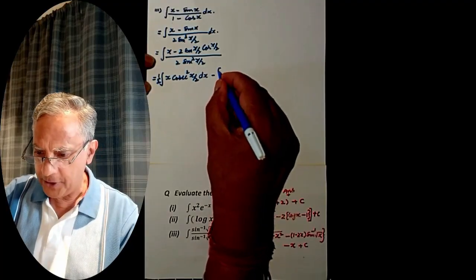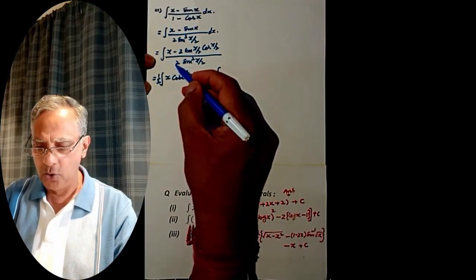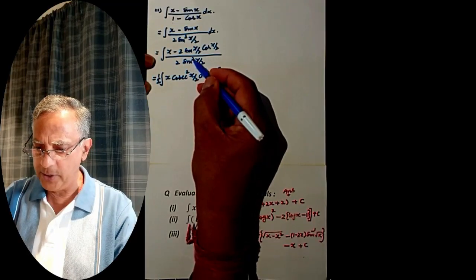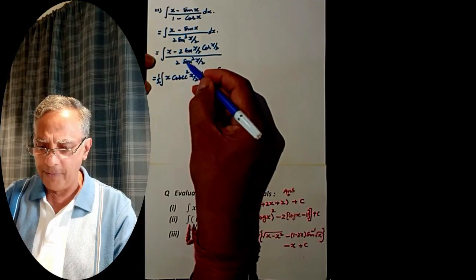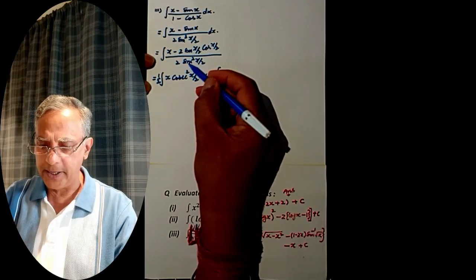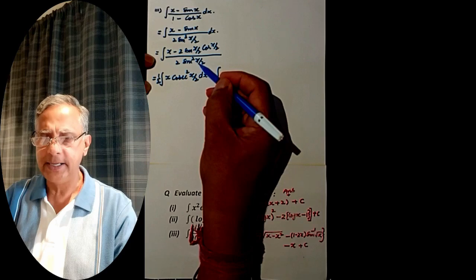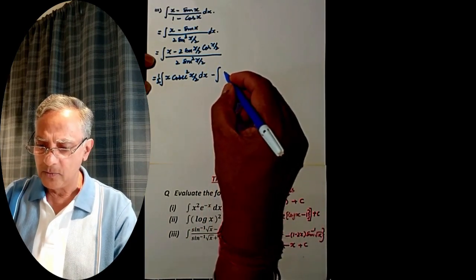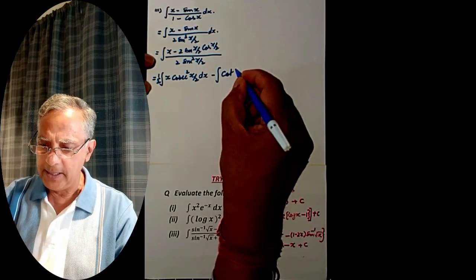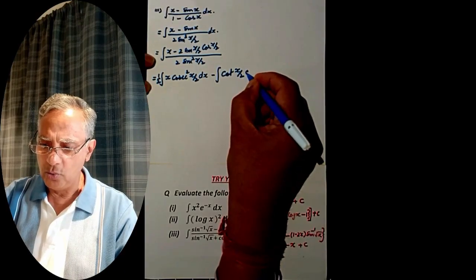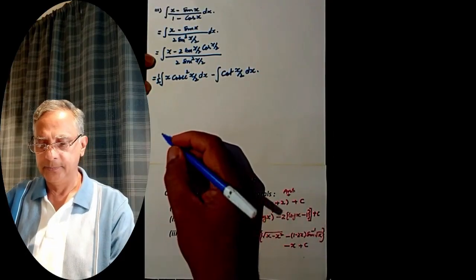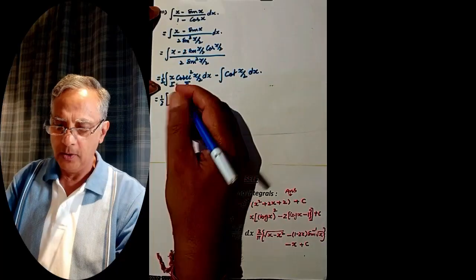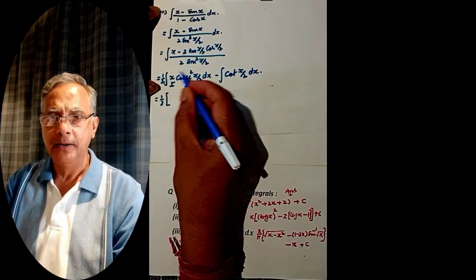Minus integral, second term: 2 will cancel with 2, and sin will cancel with this sin. So we will be left with cos x by 2 over sin x by 2, that is cotangent x by 2. So this can be written as integral of cotangent of x by 2 dx.